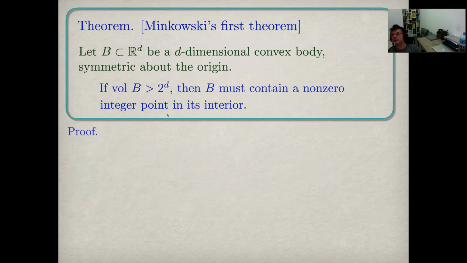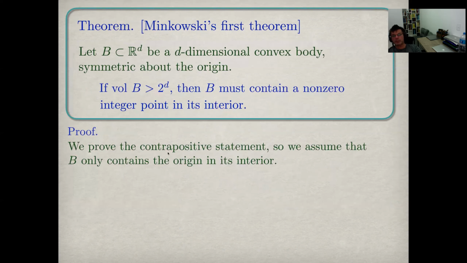And finally, let's prove Minkowski's first fundamental theorem. Sometimes it's called a quick corollary. What does it say again? Let me remind you what it said before. Let B be a d-dimensional convex body symmetric about the origin. The same hypothesis as Siegel's formula. If the volume of B is bigger than 2 to the d, then B must contain a non-zero integer point in its interior. Proof. Let's prove the contrapositive.